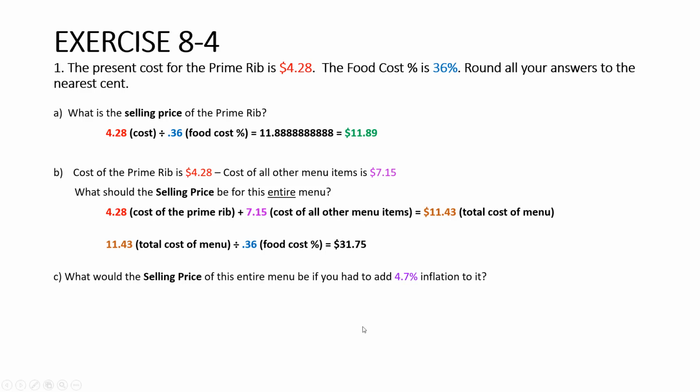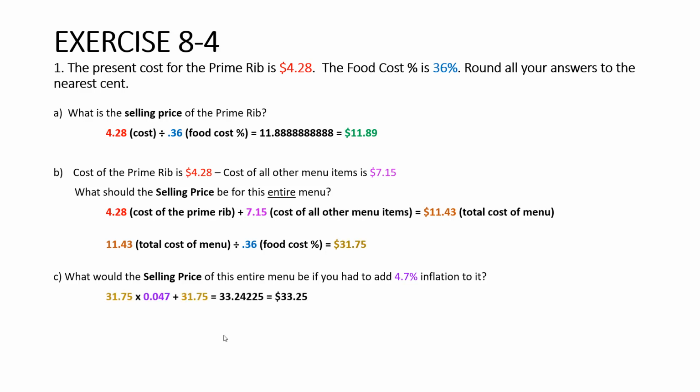Now, in this situation, we need to add 4.7% because of inflation. Yep, inflation is still around. So basically what we want to do is add 4.7% to our menu, or our selling price of $31.75.